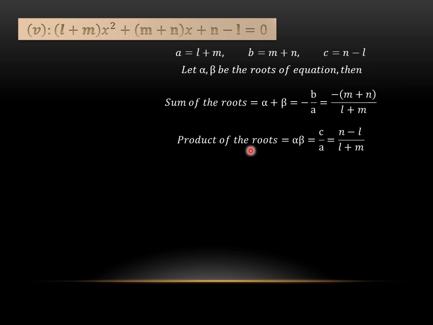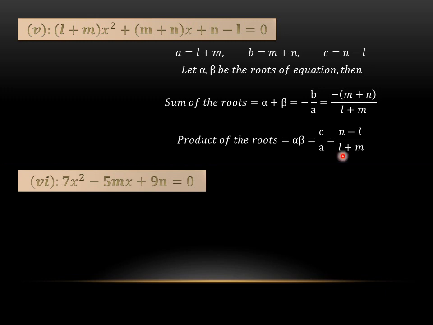Coming to the product of the roots, alpha beta, the formula is C over A. The value of C is n minus L. We have placed n minus L in the numerator, and A is L plus m, so that will be placed in the denominator. Again, no further solution is possible because no cancelling is possible.